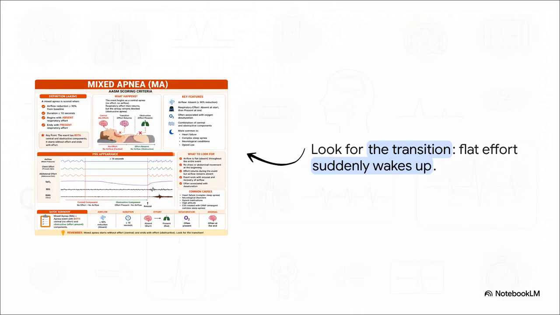Let's walk through this on the chart together. Just follow those red dotted lines. For the first half of the event, the blue airflow, the green chest, and the orange abdominal lines are totally flat. There's our central start. Then, right smack in the middle, the green and orange effort lines suddenly wake up. They start waving. The chest is trying to breathe again. But glance back up at the blue airflow line. Yep, it's still completely flat. That perfectly captures the transition from a central event right into an obstructive event before that final awakening.